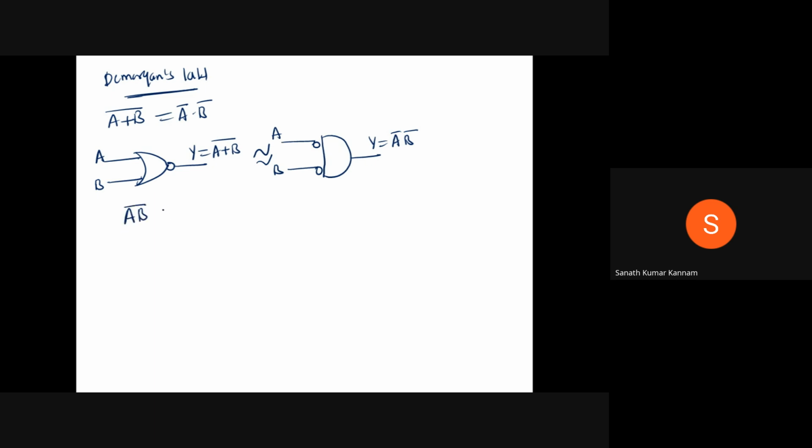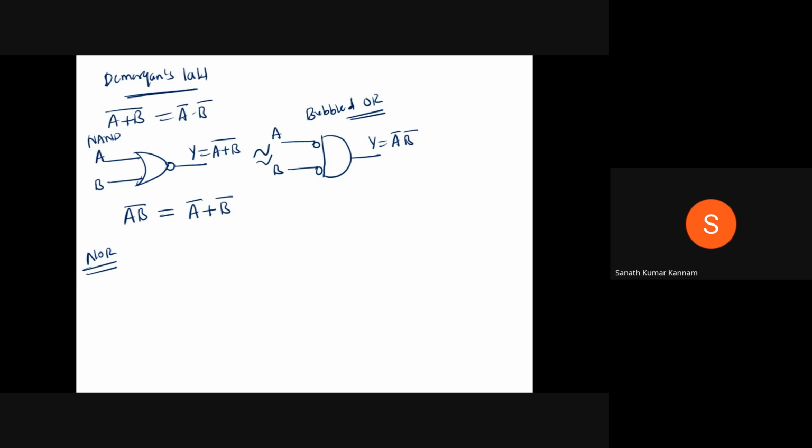And next, one more De Morgan's law like that. A B whole bar equal to what? A bar plus B bar. So from this I can say that this is nothing but what? NAND equal to bubbled OR.